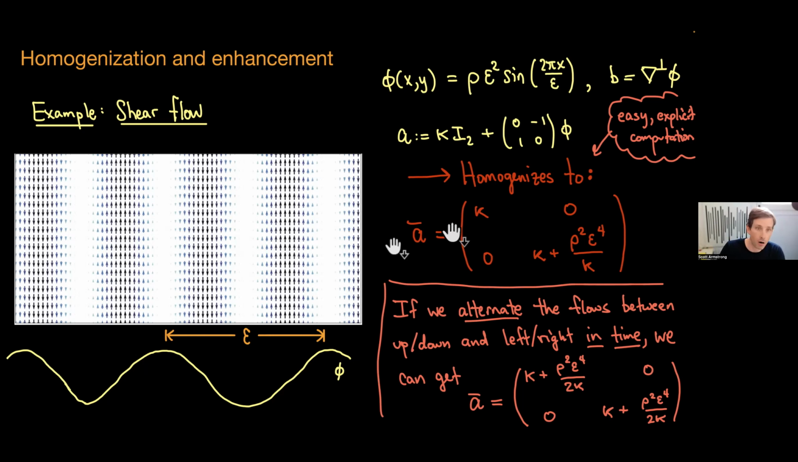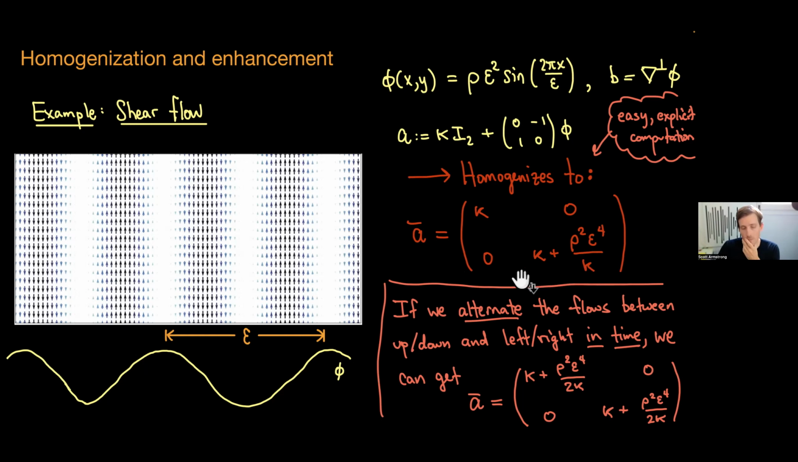The A bar will be kappa in the horizontal direction, because the vector field doesn't really do anything to the horizontal component. But in the vertical component, you have a gigantic jump. You go from kappa to something which is 1 over kappa. So as kappa gets smaller, the amount of enhancement gets bigger, which is kind of weird. And it's proportional to the period to the fourth, and then this parameter rho squared.